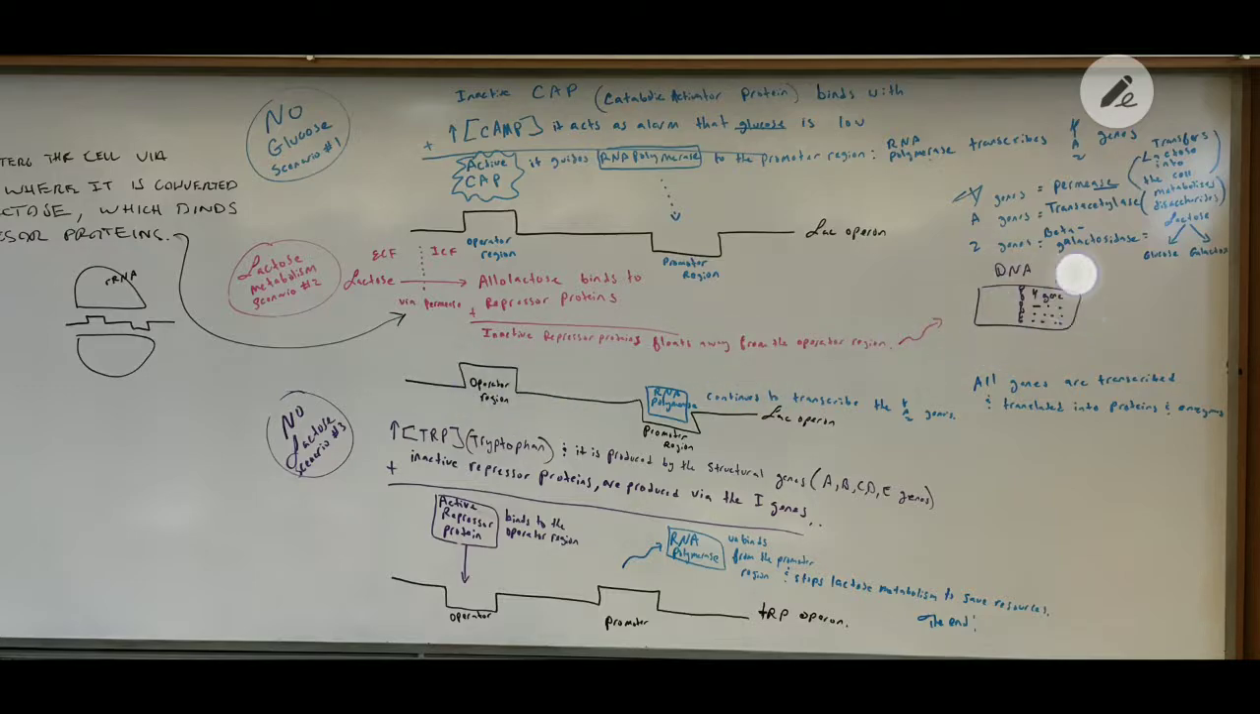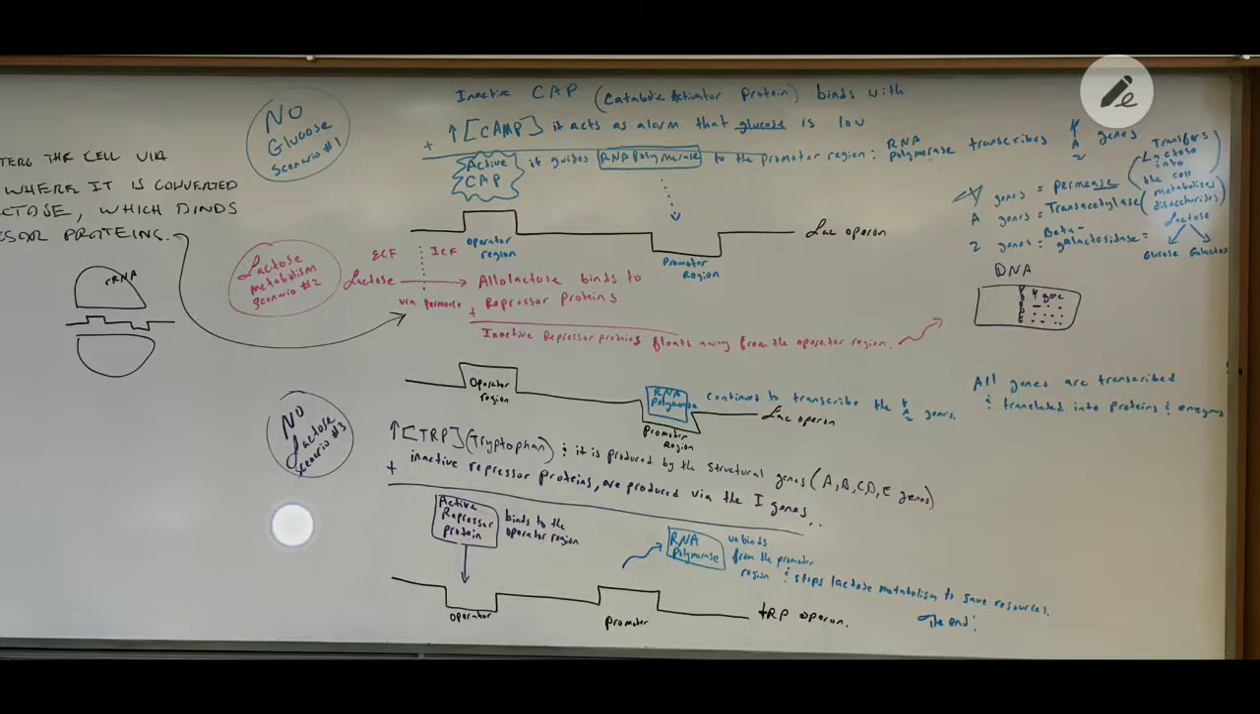This picture here, it was something I drew just to explain something else, so just ignore this picture. I apologize. But yes, the inactive repressor protein just floats away from the operator region. The RNA polymerase can continue to sit on the promoter region, so it can continue to transcribe the Yaz genes. Just know all genes are transcribed and translated ultimately to make proteins and enzymes. It's a little safe haven here.